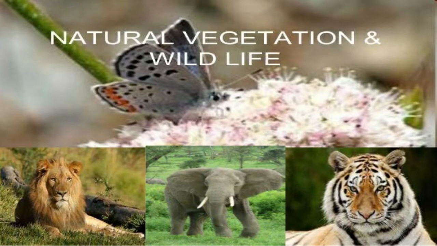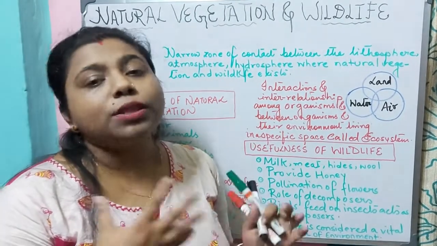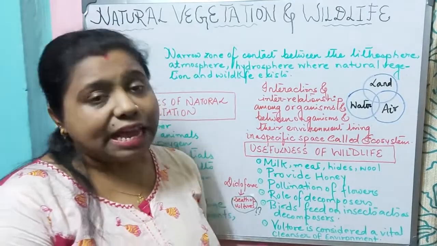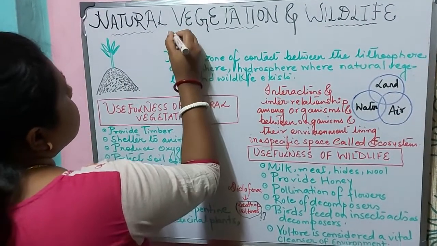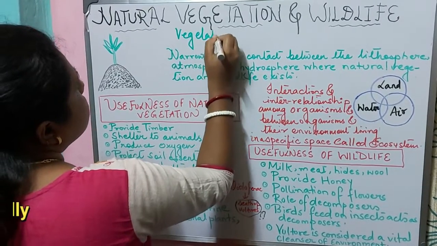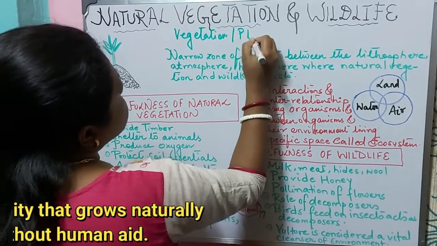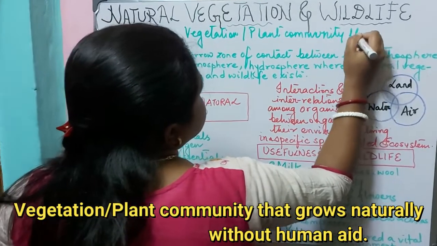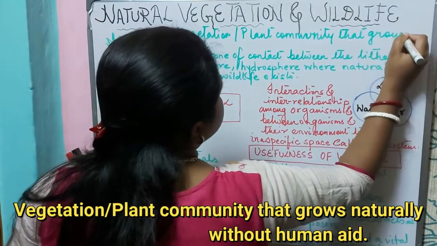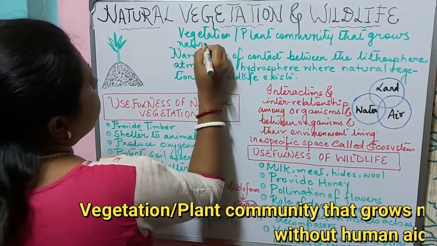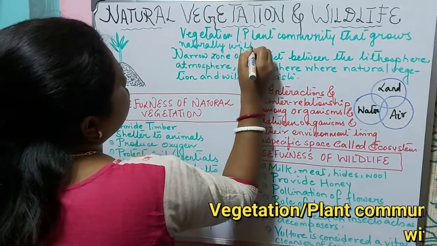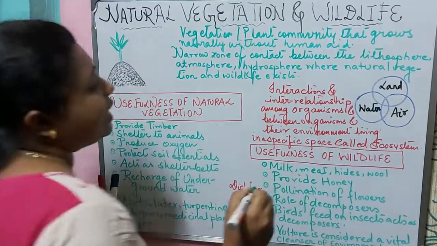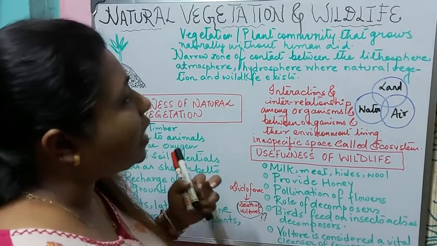Now what is natural vegetation? Natural vegetation means the vegetation or plants which grow in nature naturally without any human aid or human intervention. Natural vegetation is referred to as the vegetation or plant community that grows naturally without human aid. That means the vegetation that grows without human intervention or human help.